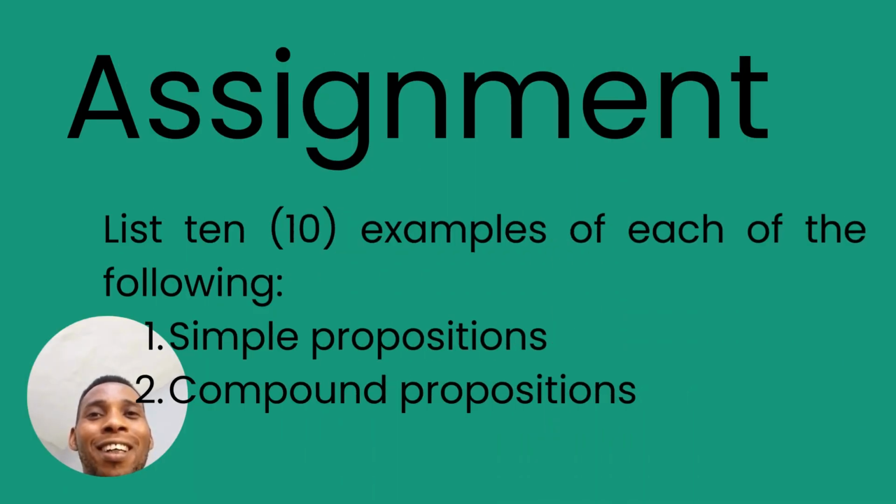Now, assignment. I want you to list 10 examples of each of the following: simple propositions and compound propositions. In our subsequent classes, I am going to be showing you the symbols and examples of each of these. And I'm going to be showing you another thing, which is the truth table, and how to make use of your truth table.